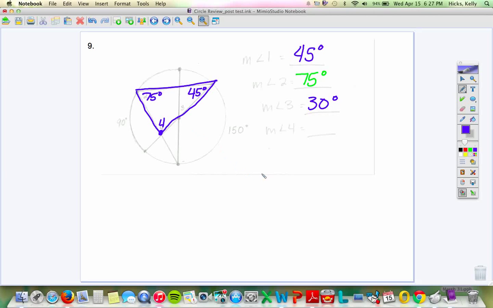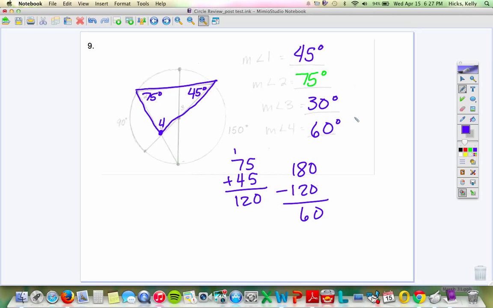Well, you know that in any triangle, all three angles add up to 180. So you can simply add 75 and 45, which is 120, and then subtract that from 180. Okay, that's our answer, 60 degrees for angle 4.